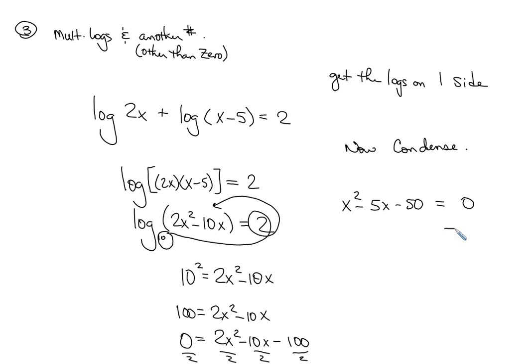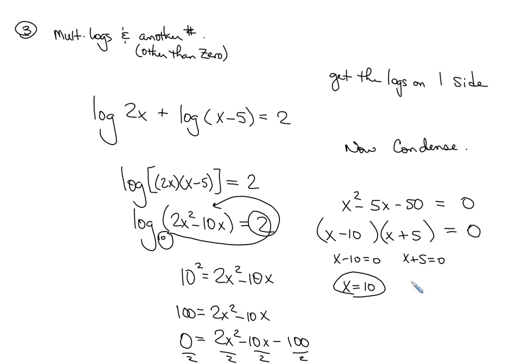What can I now try and do to this to solve it? Factor it. Very good. What does it factor into? Excellent. X minus 10, x plus 5. FOIL it out to check it, at least in your head. X and x is x squared. Minus 10x plus 5x is minus 5x, minus 50. It works. So if this is equal to 0, then what is x equal to? If this is equal to 0, what's x equal to?